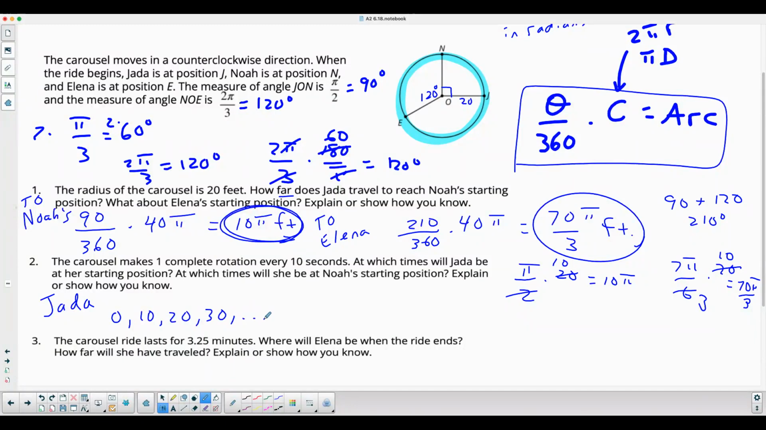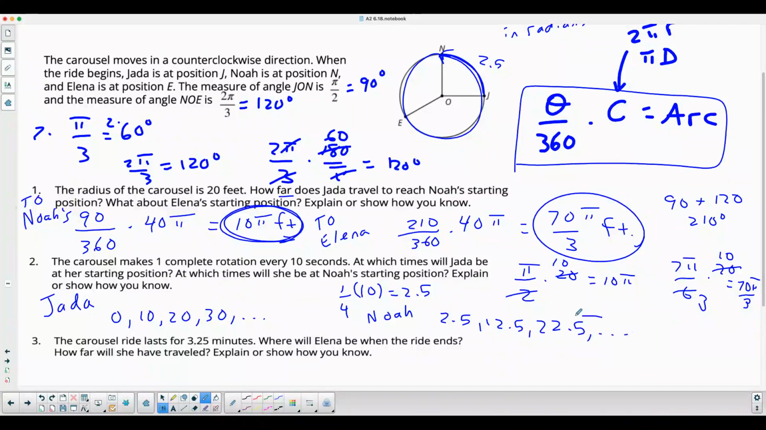Now Noah is actually a quarter of a circle. So if this is 1/4 of a circle, 1/4 times 10 is 2.5. So Noah will cross his point at 2.5 seconds. So it's going to take 2.5 seconds to get here. And then a whole other circle around there would be another 10. So it'd be like 12.5. And then another circle, 22.5, and so forth. Okay, so there's Noah's and there's Jada's times.